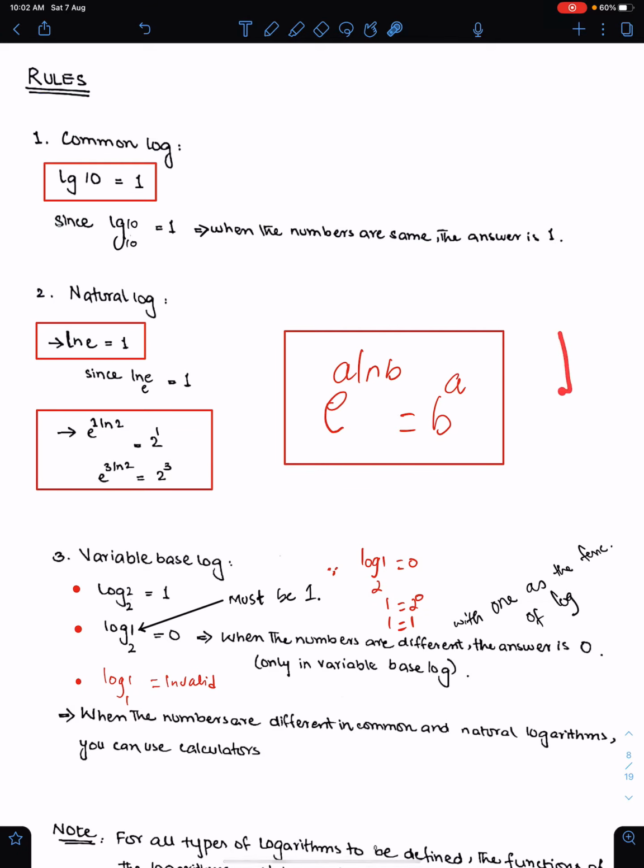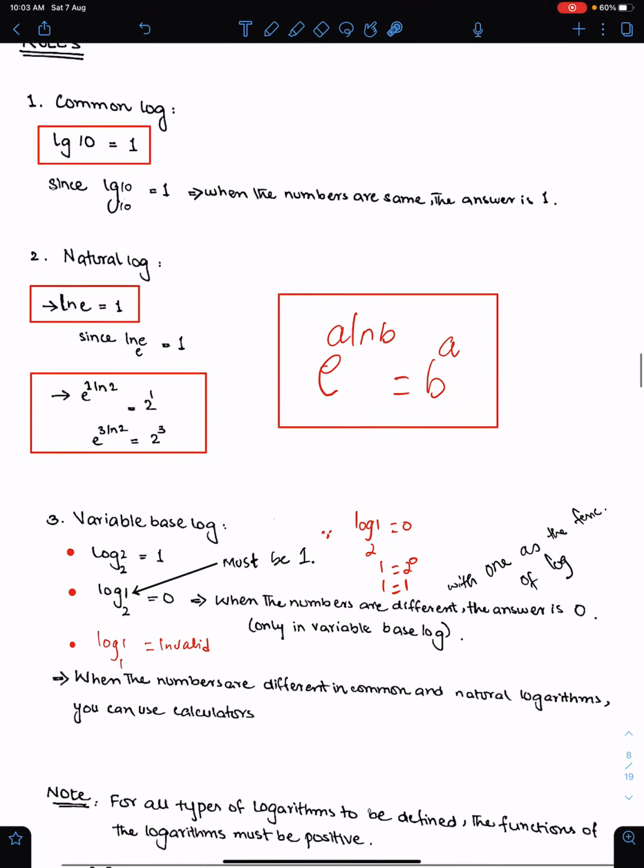An important property for natural logarithm. If we have e power a ln b, so the answer will be b to the power a. This a will come here according to power law, and then we have b to the power a. For example, if we have e power 3 ln 2, so this will become 2 cube. This 2 will come here and this 3 will become the power of 2. You can verify this through calculator.